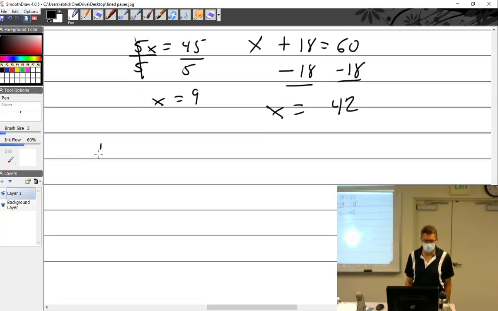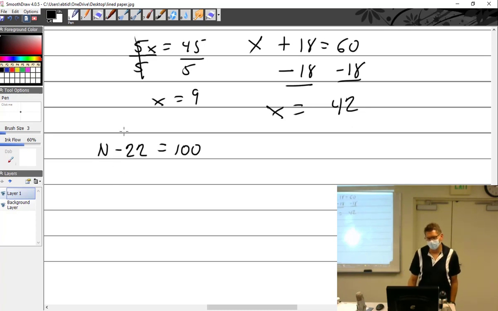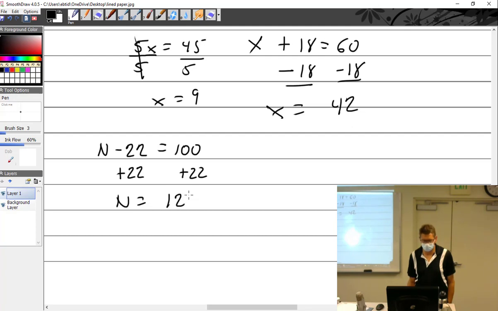We have some number minus 22 equals 100. Now when I was in grade school, I would have just started counting: 1, no, 2, no, 3, no. I'm still working on my problem. So how do we figure this one out? Okay, we're going to add 22 to both sides. So n equals 122.